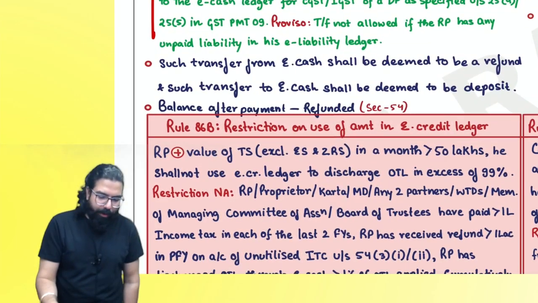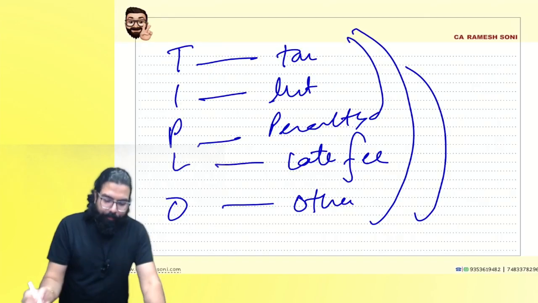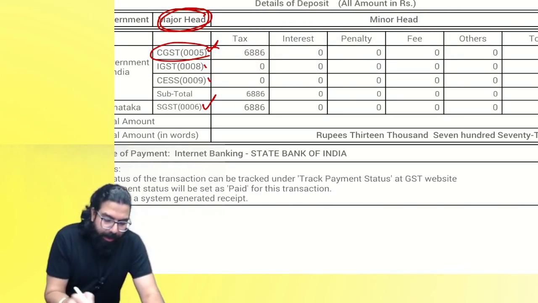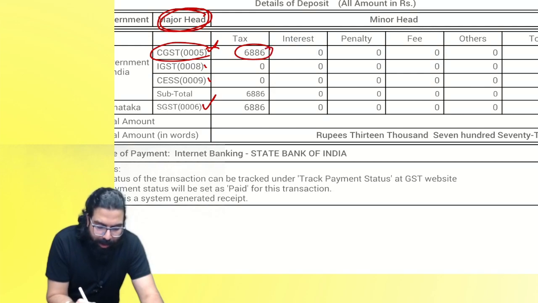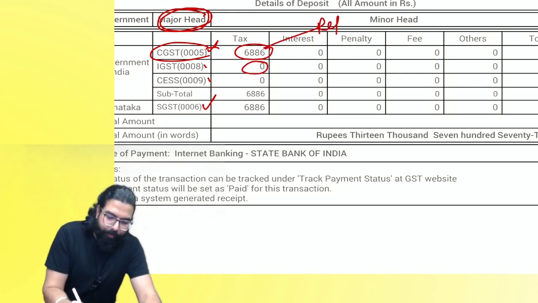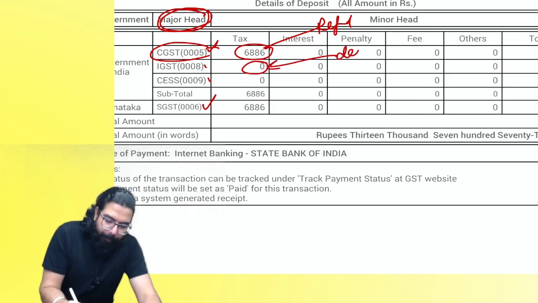Now, please come down, everyone. Remember, when you are transferring from this head, for example, listen. Now, earlier what used to happen, if you had to transfer from here to here, for example, then you had to take a refund, and here you have to deposit, correct?